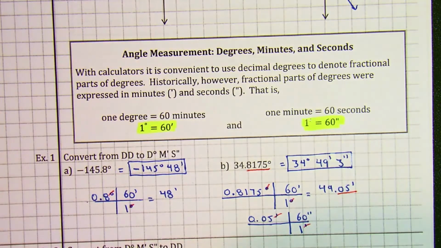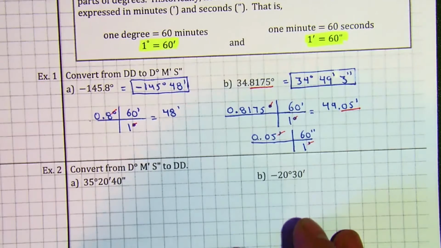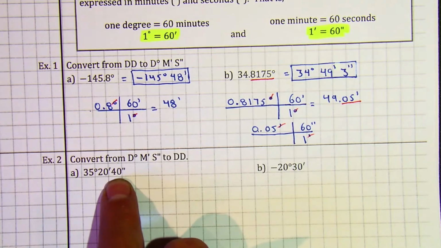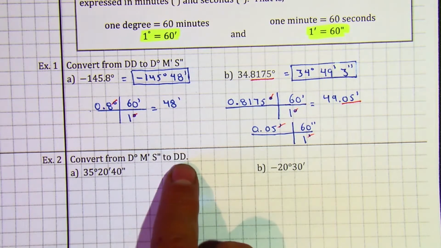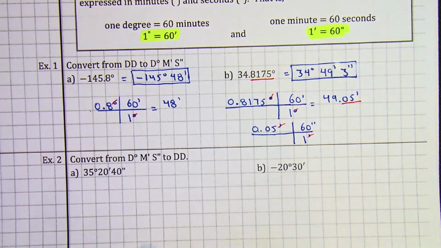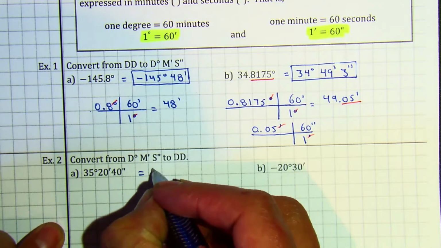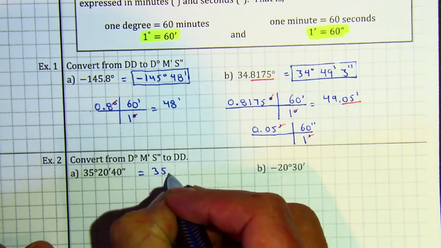Now let's go through example number 2. We're going to be doing the opposite. We're going to convert the decimal minutes and seconds into decimal degrees. Go ahead and take the time to copy it down, and we'll start once you're ready. So therefore, this is going to be 35 point something.